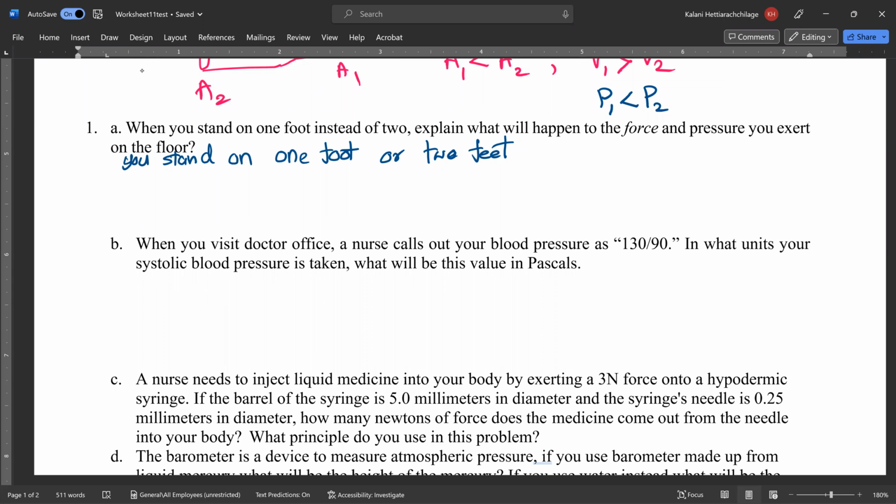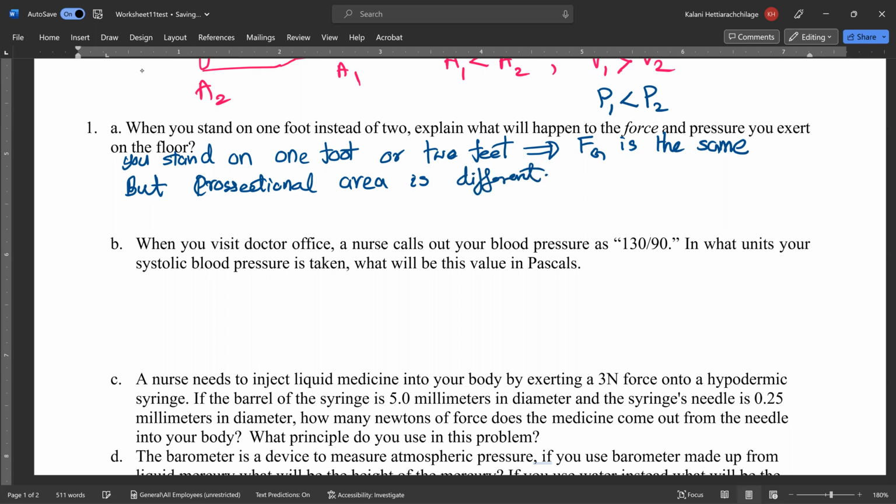So now you stand on one foot or two feet. It does not change the force of gravity. Force of gravity is your body weight. It is still the same, right? But the cross-sectional area is different. Because of that, we know that pressure equals force per unit area.